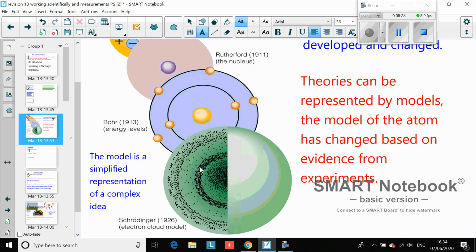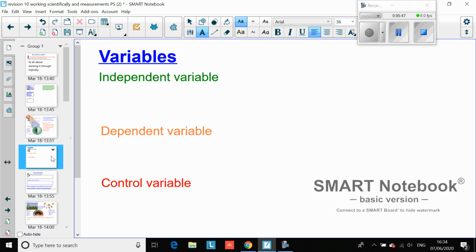And this basically is the newest idea of the atom, which we think is probably the closest because it fits the experiments. So basically, what we do is we come up with new models, these new ideas, based on our experimental evidence. Okay, so how do we get the experiment? Well, firstly, we need to write these three things down. I'm going to explain these to you.